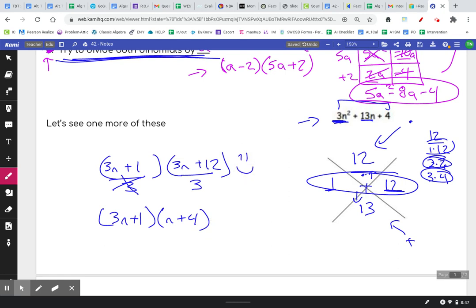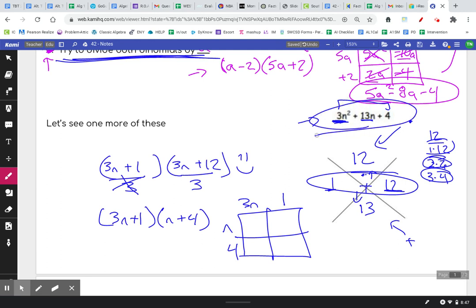We like that one. Okay, I could, again, box method this back out, 3n and positive 1, and n and a positive 4, and my result should be my original problem. That means I have done my factoring correctly. Okay, let's take a look at a few more examples down below.